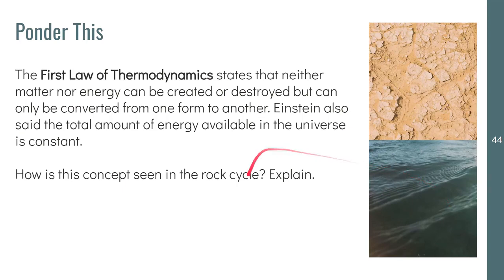Now, this may not be a reflective journal log, but you can actually ponder on this. According to the first law of thermodynamics, matter nor energy can be created nor destroyed, but can only be converted from one form to another. Einstein also said that the total amount of energy or matter in the universe is constant. So, how can we apply the first law of thermodynamics in the concept of the rock cycle? Kindly think about that and try to explain.